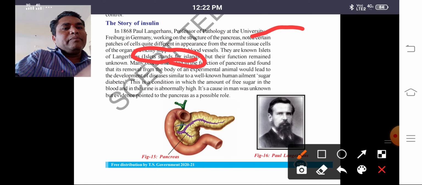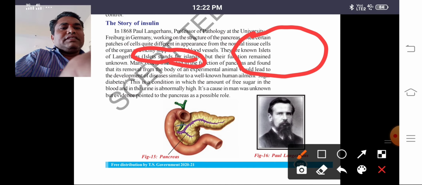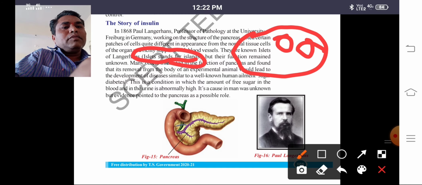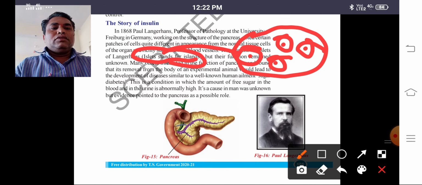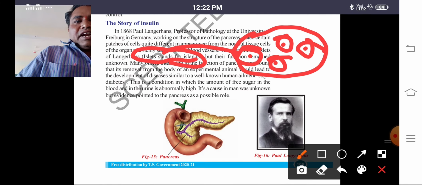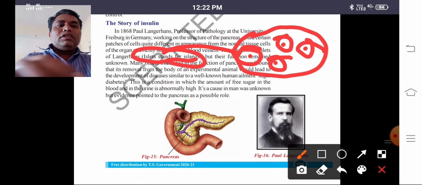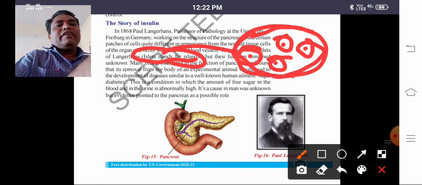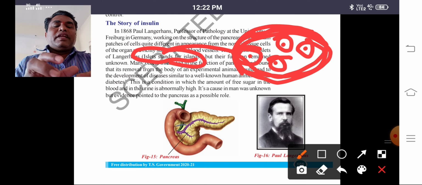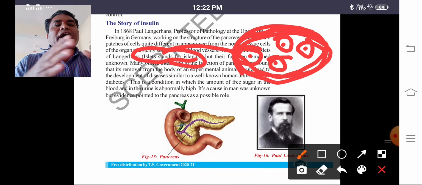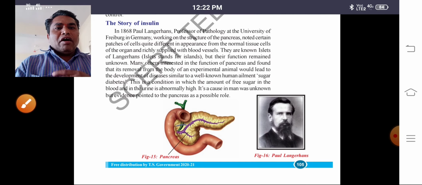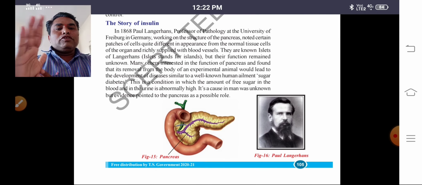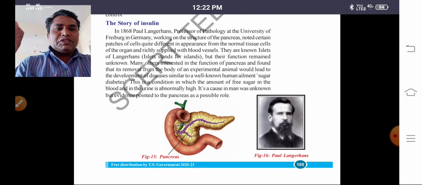Now I will draw for better understanding. This is the part of the pancreas which has small circles. They indicate the islets of Langerhans. In Telugu, these are Langerhans putikalu, the islets of Langerhans. They are present in the pancreas. Inside the pancreas there are special kinds of tissues, nothing but the islets of Langerhans. They are responsible for secreting hormones and enzymes. Hormones belong to the endocrine system, and enzymes belong to the exocrine system.